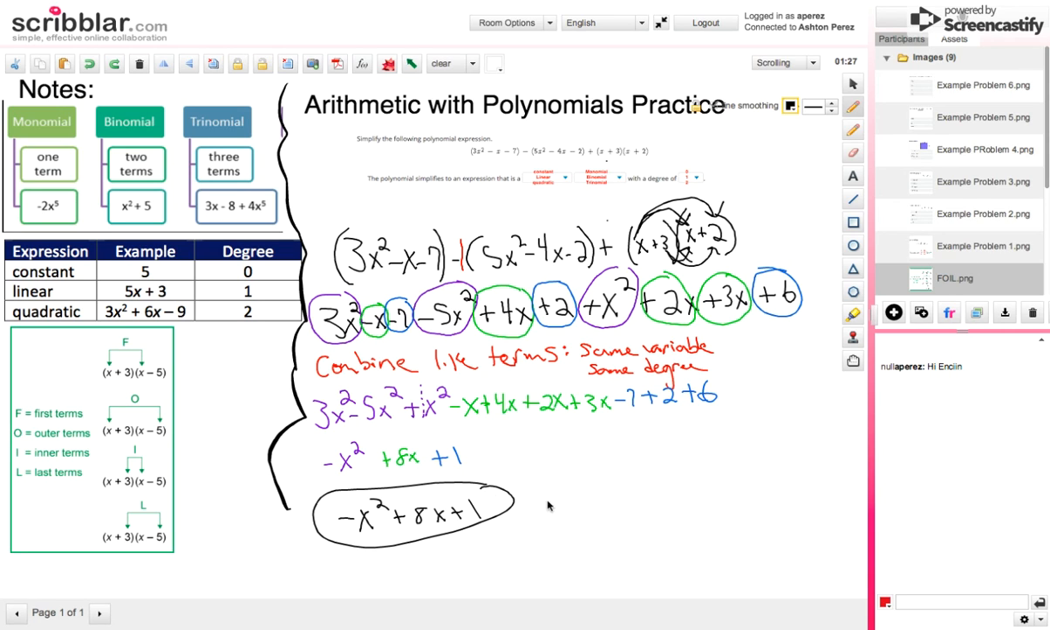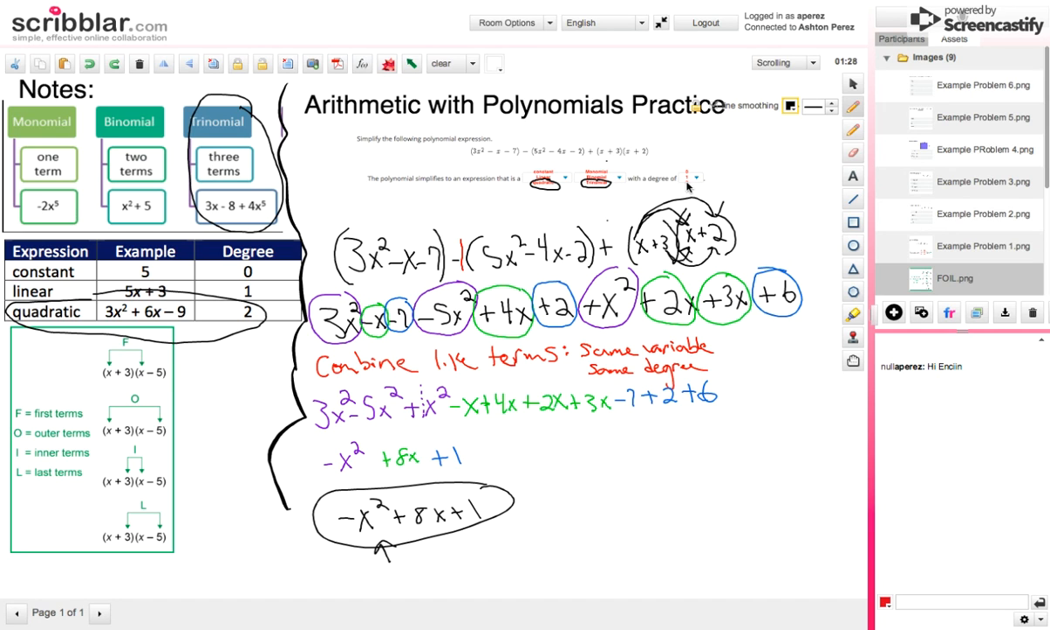Woohoo! But we're not done. It wants to know, is it constant, linear, or quadratic? Well, we can see a quadratic has a degree of 2, which is what we have. So this is quadratic. Is it a monomial, binomial, or trinomial? If we look at our little chart, we have 3 terms, right? So that is a trinomial.